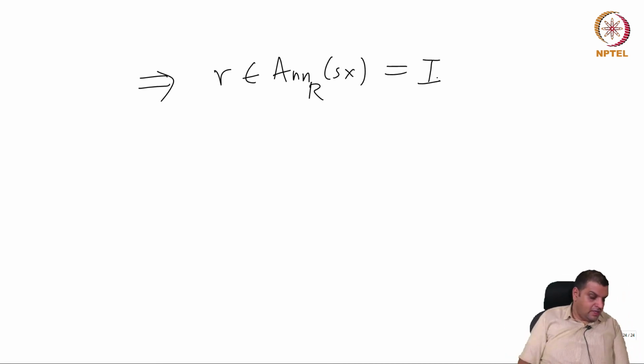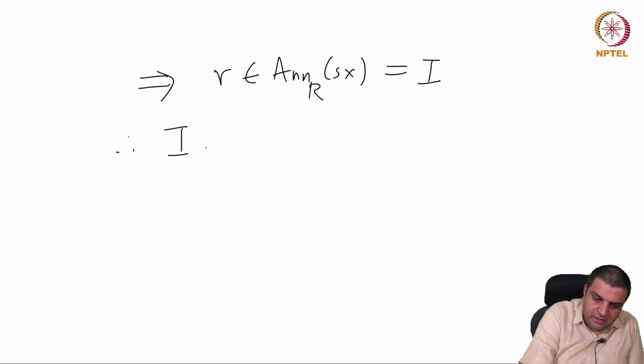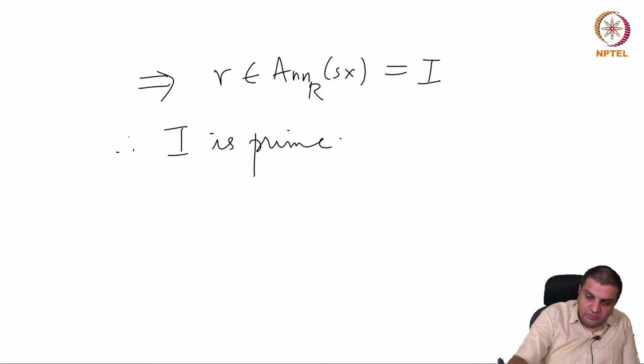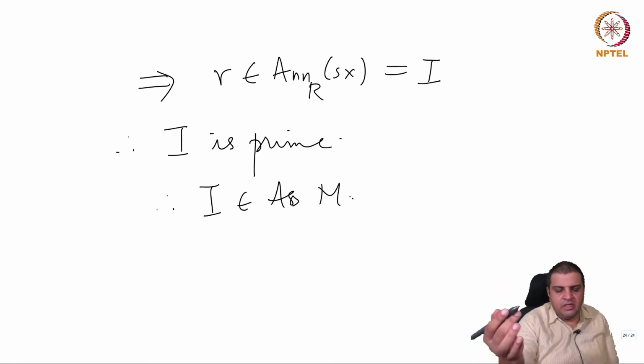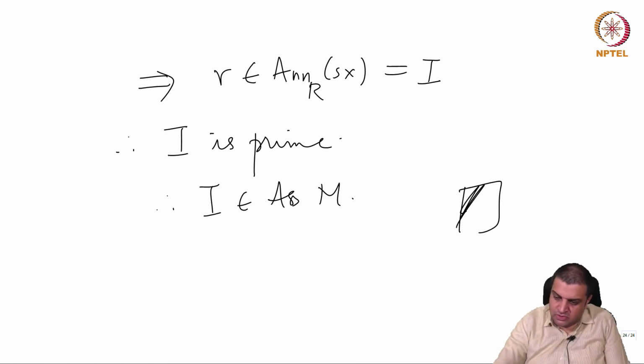And so therefore I is prime. By definition of an associated prime, any prime ideal which is an annihilator of some element is called an associated prime. So therefore I is associated. And if R is Noetherian, that family of ideals is non-empty, therefore it has a maximal element, and therefore those are associated primes. So this is the end of this proposition.